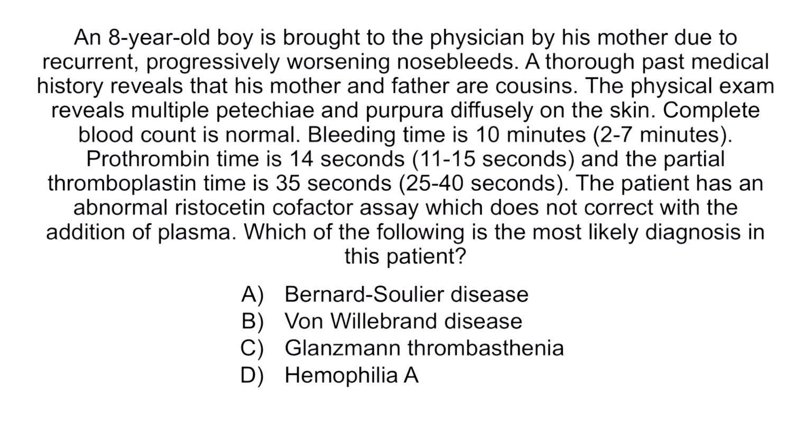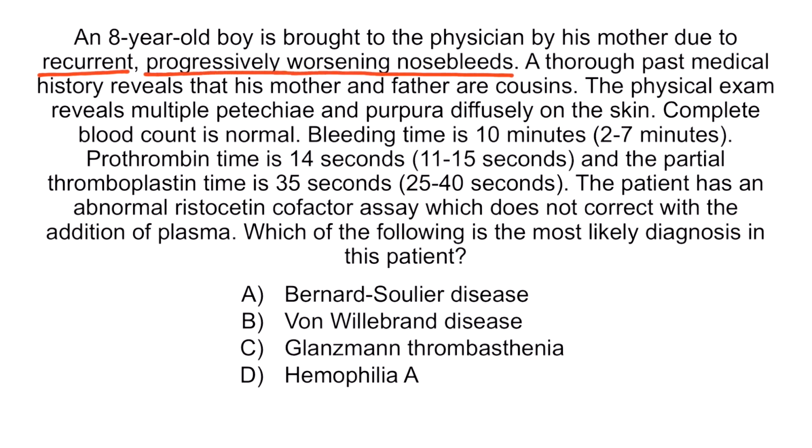The patient has an abnormal ristocetin cofactor assay, which does not correct with the addition of plasma. Which of the following is the most likely diagnosis in this patient? A. Bernard-Soulier disease. B. Von Willebrand disease. C. Glanzmann thrombasthenia. Or D. Hemophilia A.